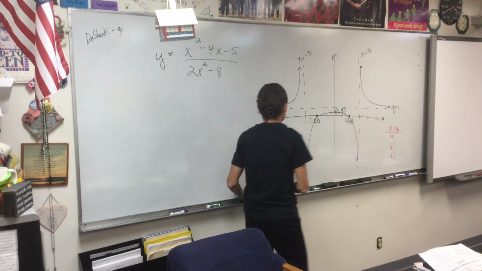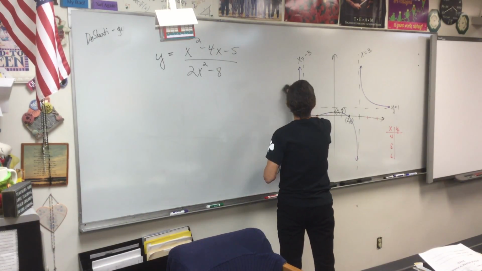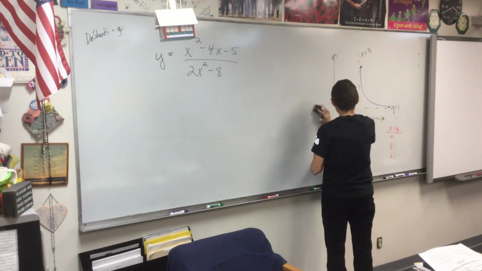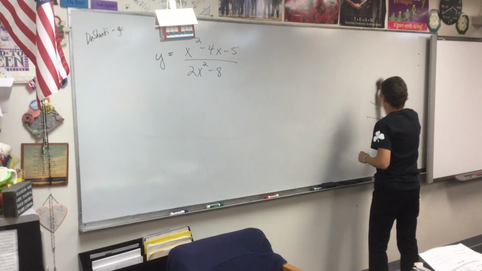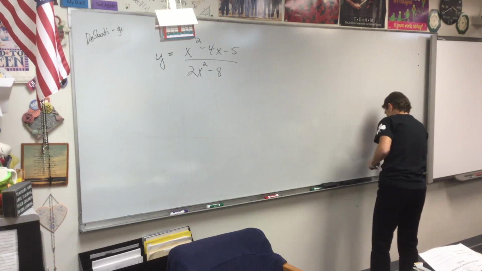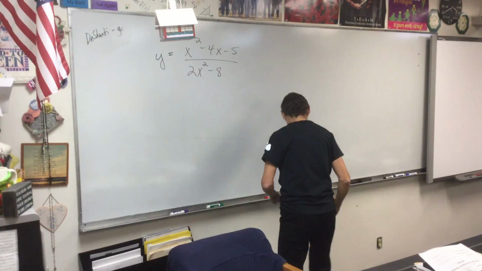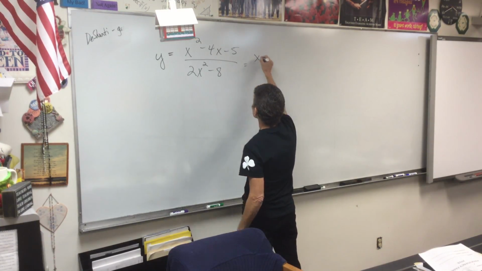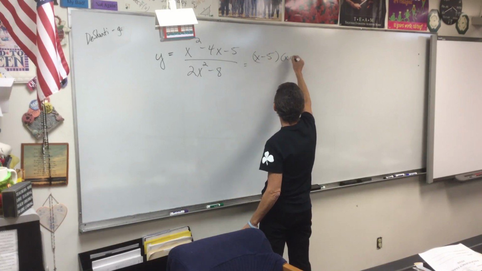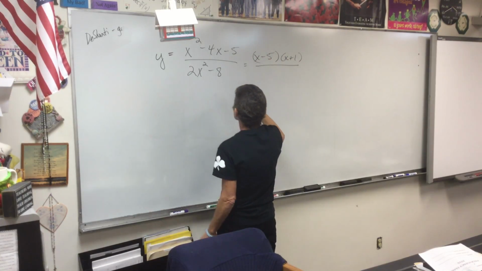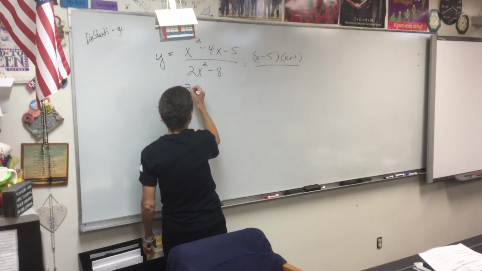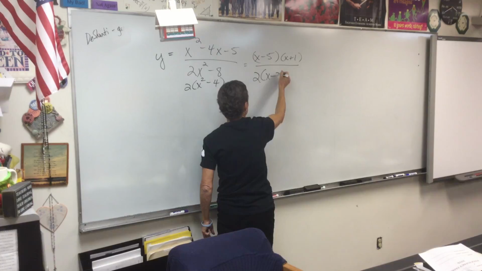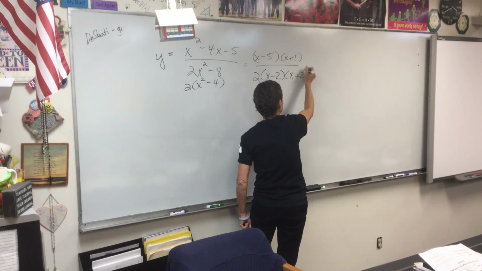Alrighty? So tell me what you know about this guy. It can factor. Alright, so we're going to factor it. The top factors into x minus 5, x plus 1. And the bottom, I can take a 2 out of the bottom. So it would be 2x minus 2x plus 2.